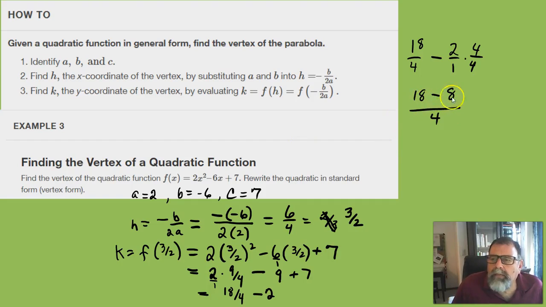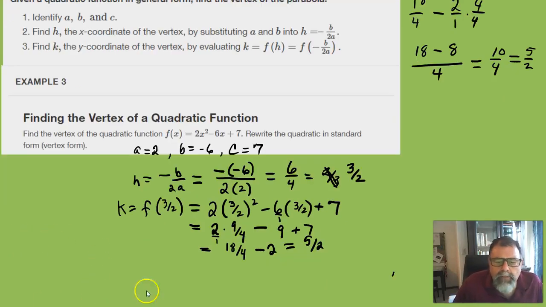Okay, so 18 minus 8 is 10 fourths. And then divide both those by 2. So you get 5 halves. So our k value is 5 halves.